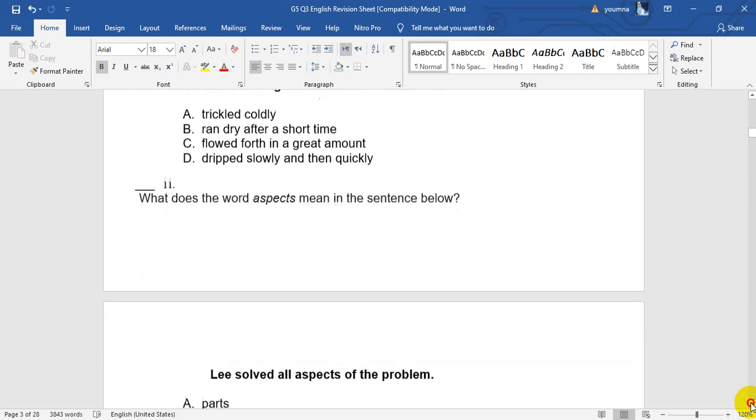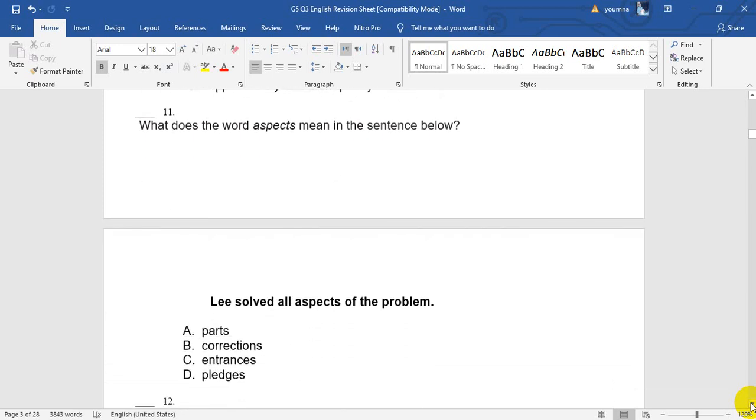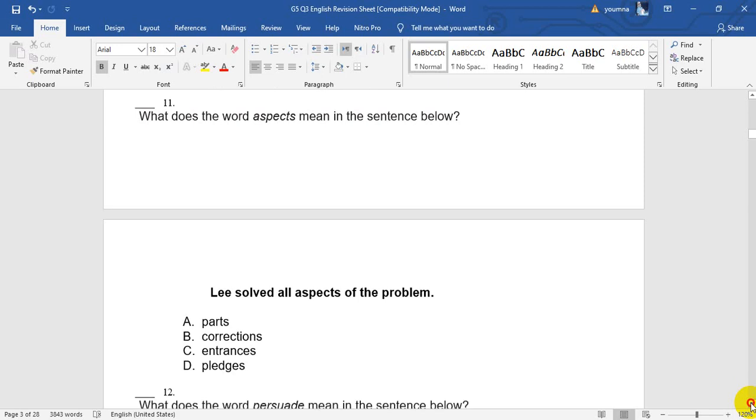Let's move to number 11. What does the word aspects mean in the sentence below? Lee solved all aspects of the problem. It means parts, corrections, entrances, pledges. Aspects means parts of the problem. Very good.